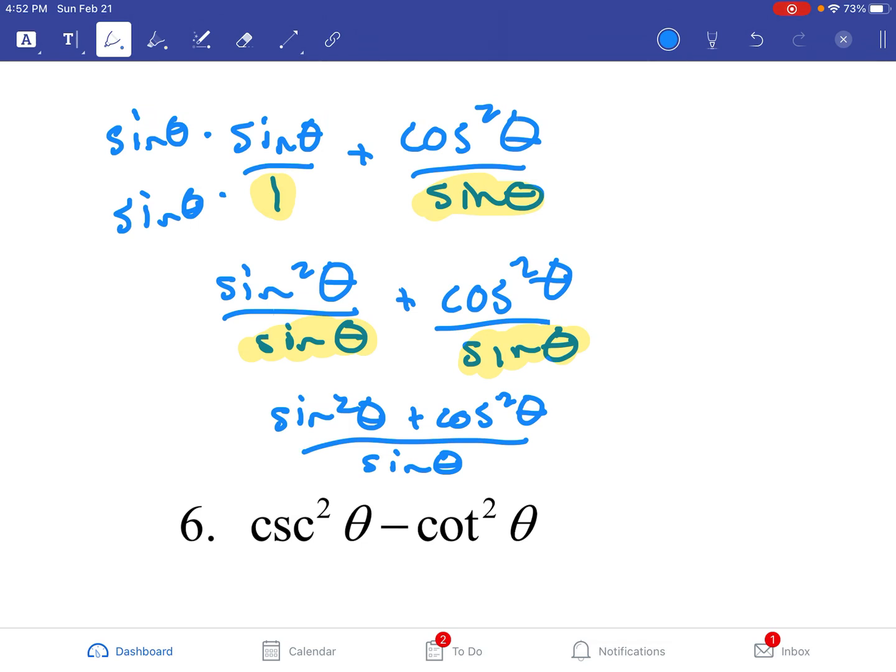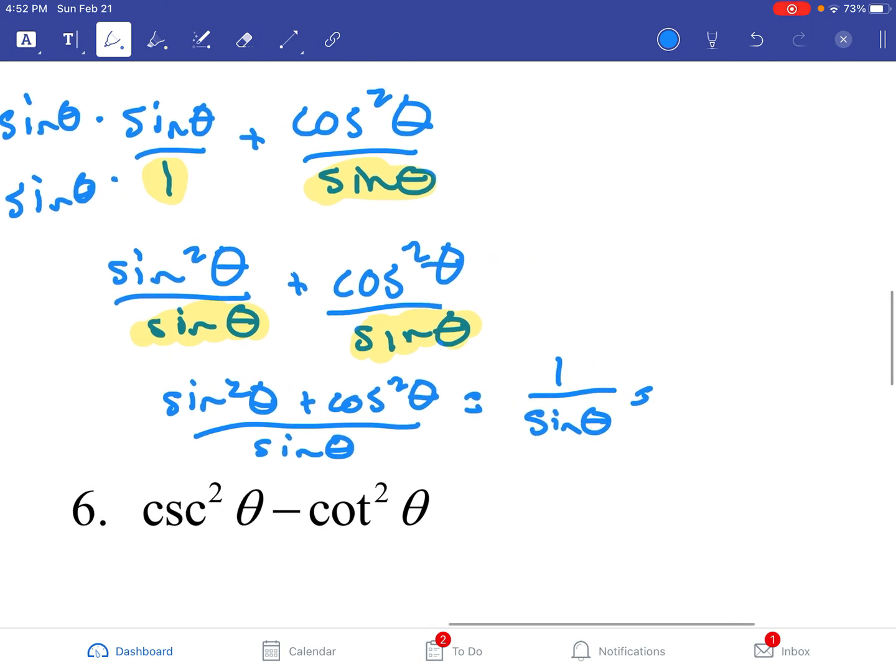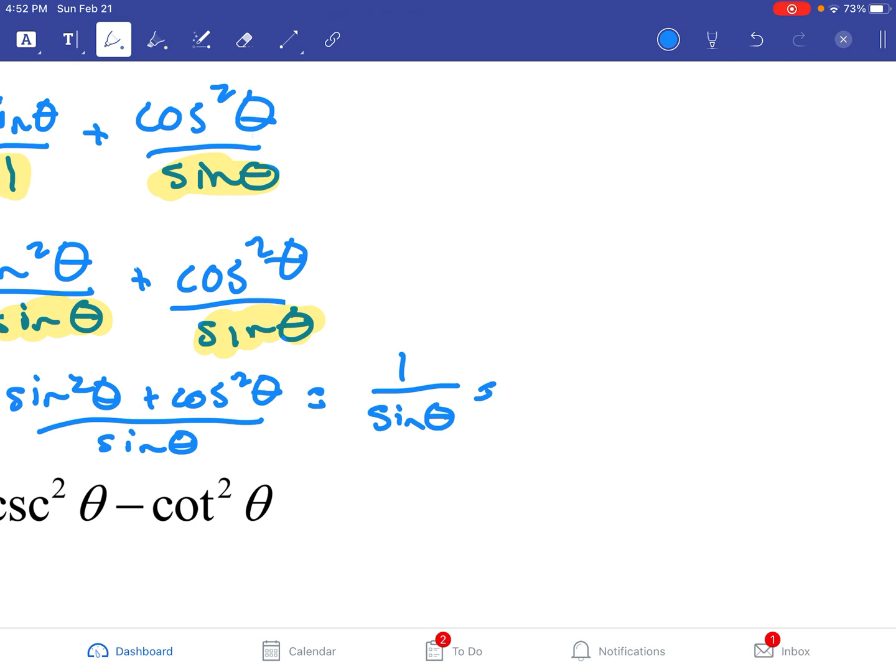Now you should notice that sine squared plus cosine squared is equal to 1 in Pythagorean identities. We still have sine on the bottom, but that can be converted using the reciprocal identities to cosecant, which would be your answer.